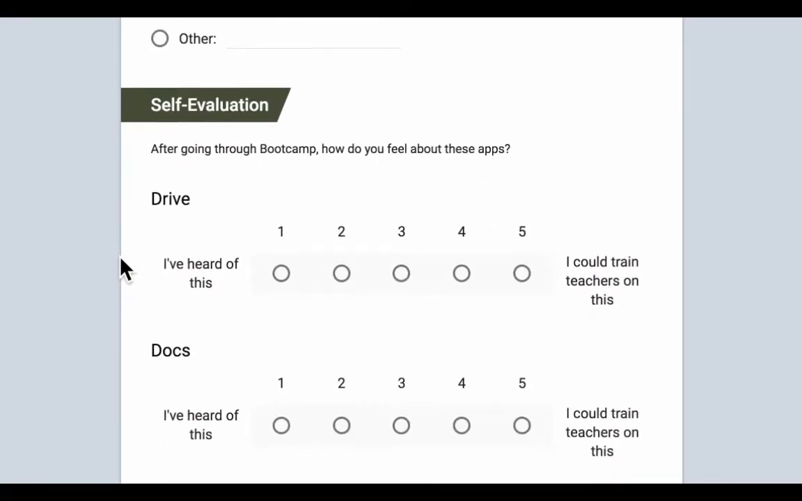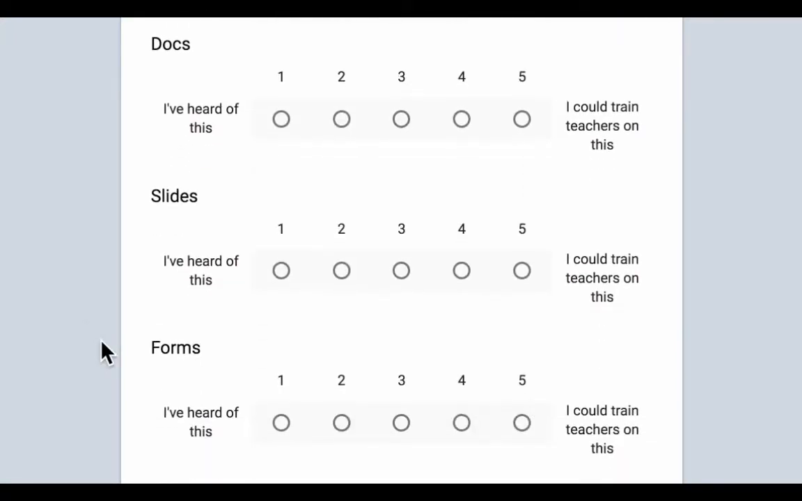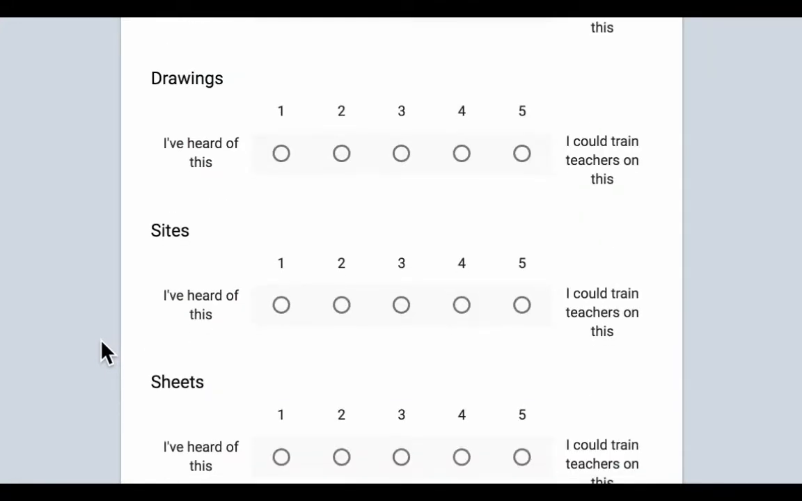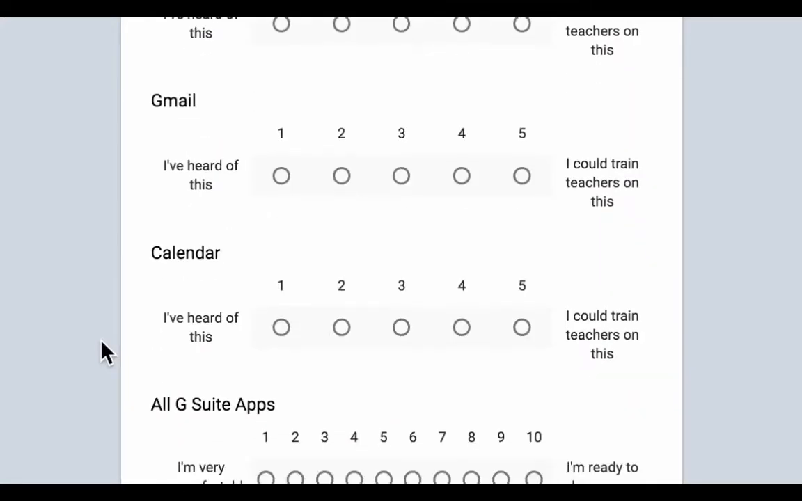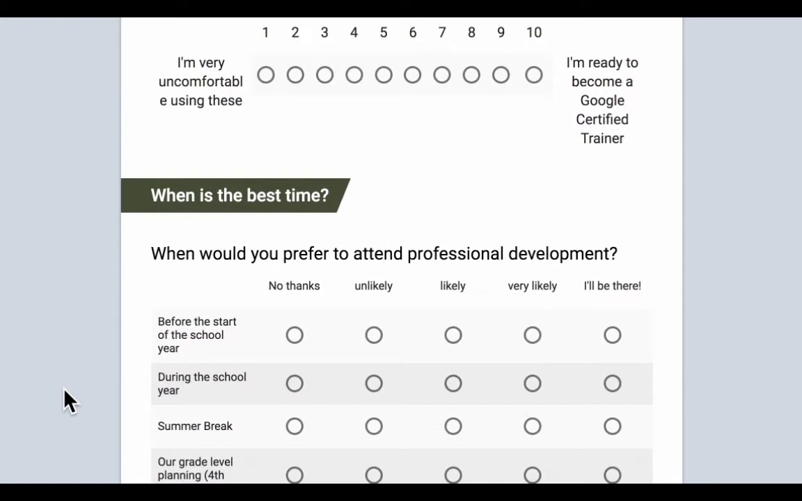And then I have a self-evaluation to get a feel for where each teacher is at with each app on a linear scale, 1, I've never heard of this, or 5, I could train teachers on this. Teachers who mark 5, well, I'm going to see if I can get them to do some trainings at their sites. So all of the apps, and then kind of an overarching for all the apps. And if they choose a 10, that means they're ready to become a Google certified trainer.